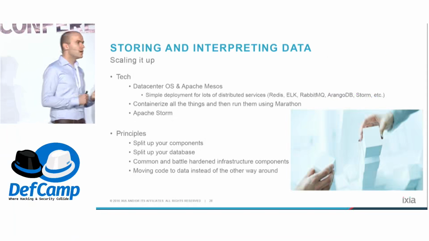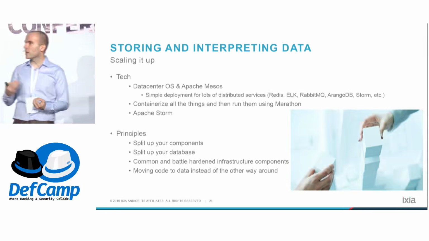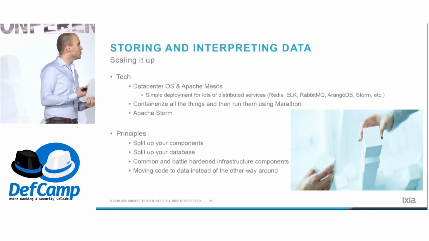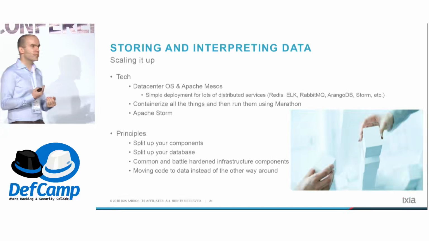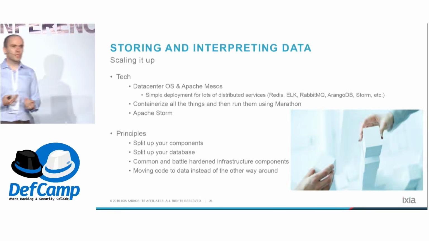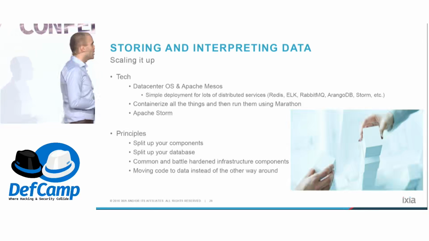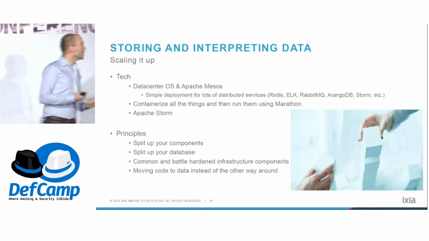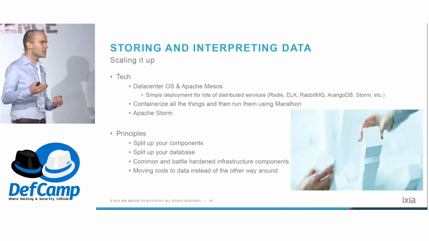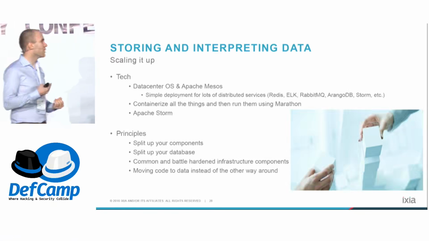Okay, one other thing I would like to talk about is the way we're scaling it up. This is a work in progress right now. We've decided to use something like Data Center OS and Apache Mesos. This lets us deploy a lot of useful distributed services quickly and scale up our processing quickly. Every service in Mesos and Data Center OS gets its own container, and you can easily scale services by defining how many instances you'd like to run of that service.